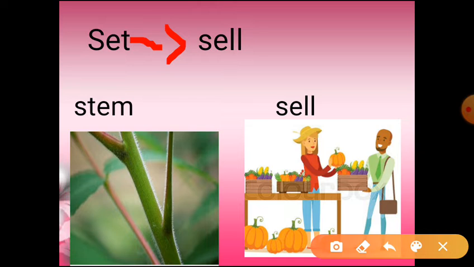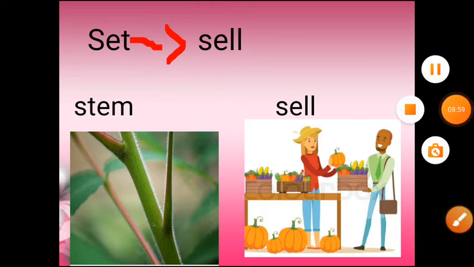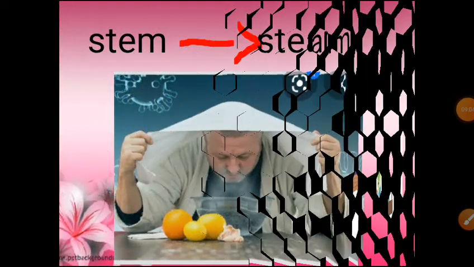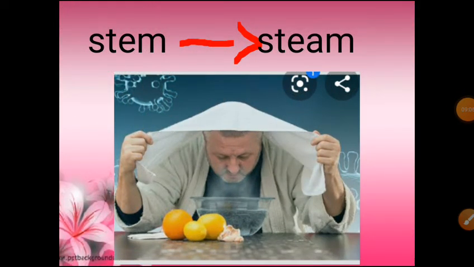So can you see here the stem? The plant has a thin stem. So this is a picture of a stem. Understood? Okay. Now make the word steam. So you have to add after E the letter A. It will become steam. The man is getting steam.